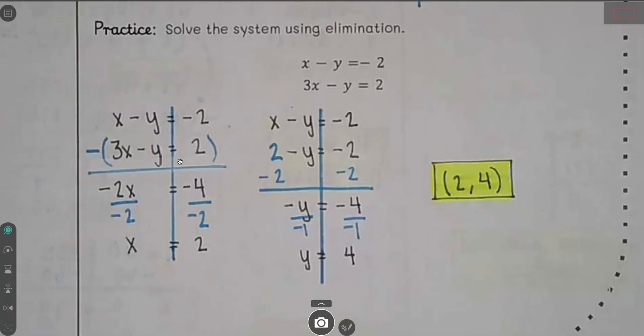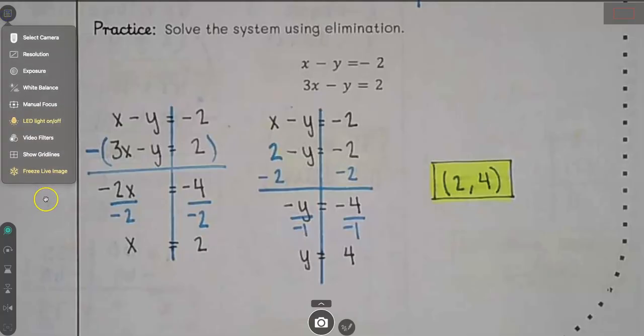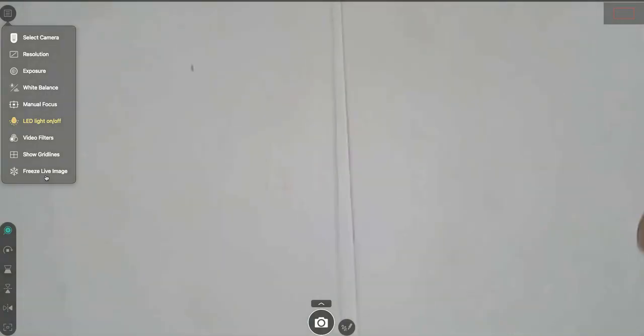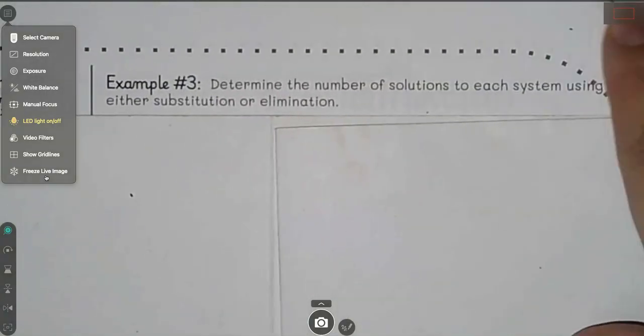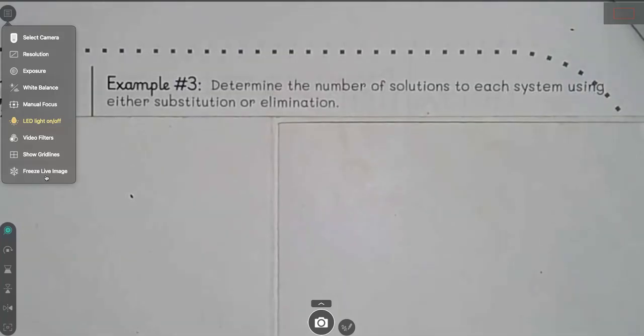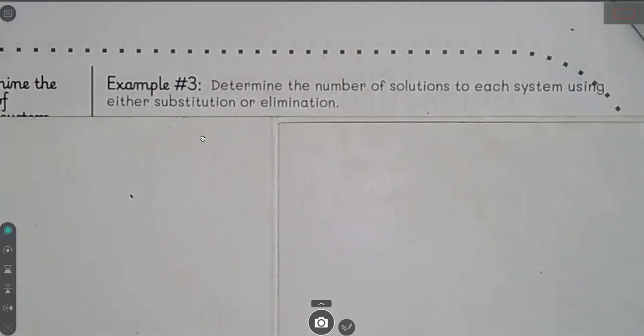All right, ladies, please turn the page. On the back it says, example number 3, determine the number of solutions to each system using either substitution or elimination. Okay, ladies, here is my recommendation for these. I don't recommend you solve them all the way. What you're going to want to do for each one is start solving it, and if it's clear that you're going to get a number for x or for y, then that's one solution.